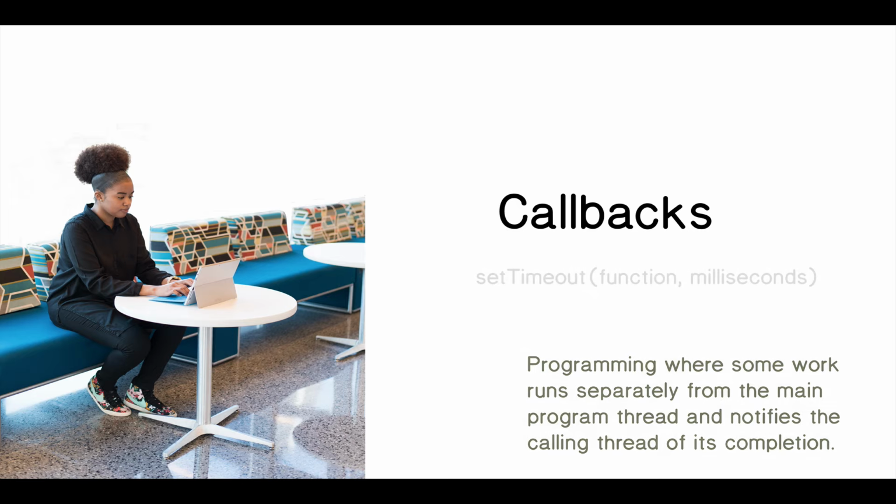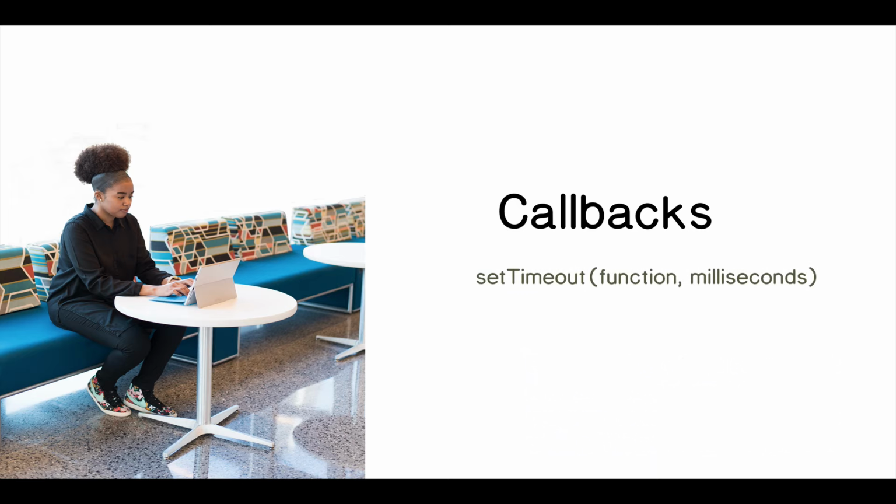All right, so let's see how that works. One function we can use is this setTimeout function, which takes an argument, a function that we're going to execute, and an amount, an integer of how many milliseconds to wait before that function is executed.